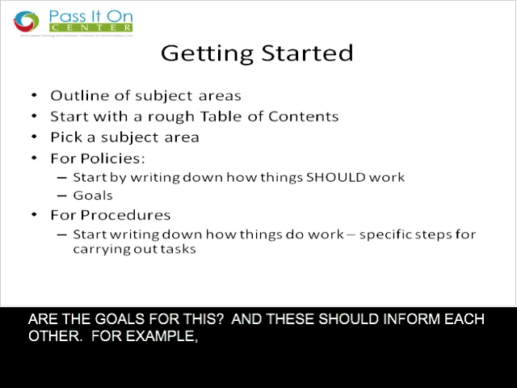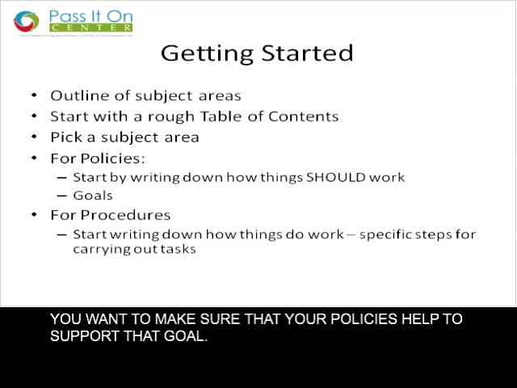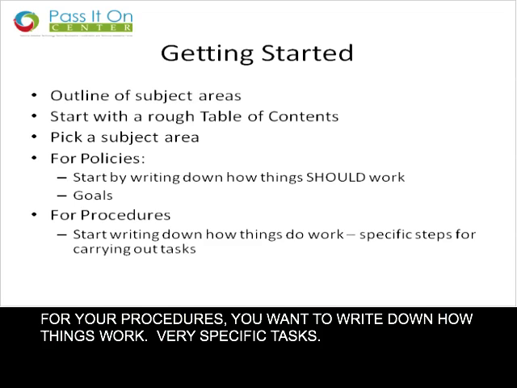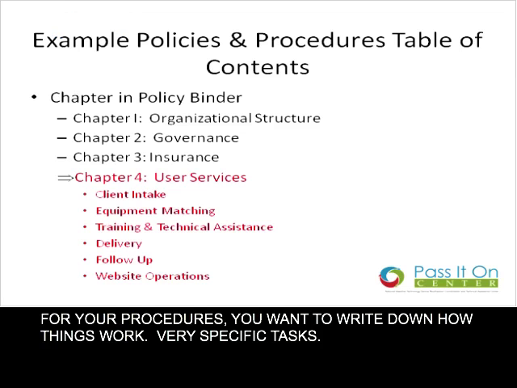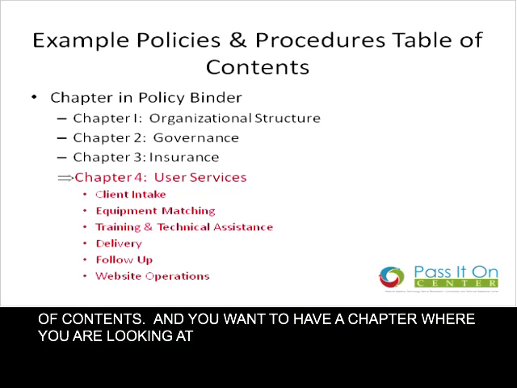For policies, for example, start writing down how things should work, and I capitalize that, should work. What are the goals for this? And these should inform each other. So for example, if your organization's goal is to get reused equipment out to people in a safe and effective way, then you want to make sure that your policies help support that goal. And then for your procedures, you want to start writing down how things work. So very specific tasks.